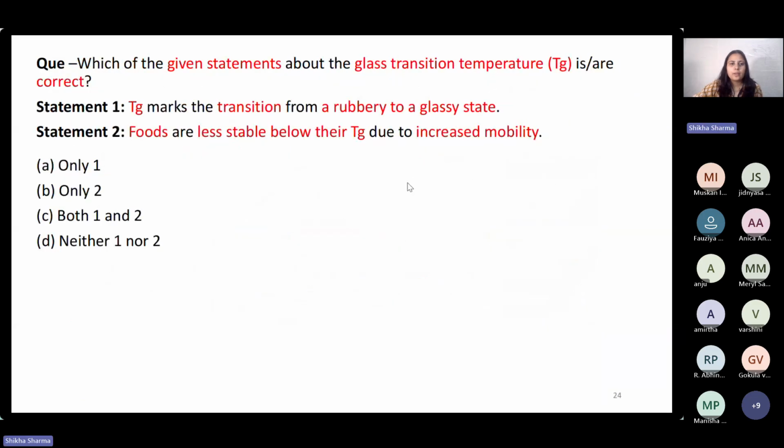Okay, let's discuss this question. Which of the following statements about the glass transition temperature is correct? Statement 1 is saying that the Tg, which is glass transition temperature, is the transition from a rubbery to a glass in food. Second statement says foods are stable below their Tg due to the increased mobility. Anyone who would like to answer this question?